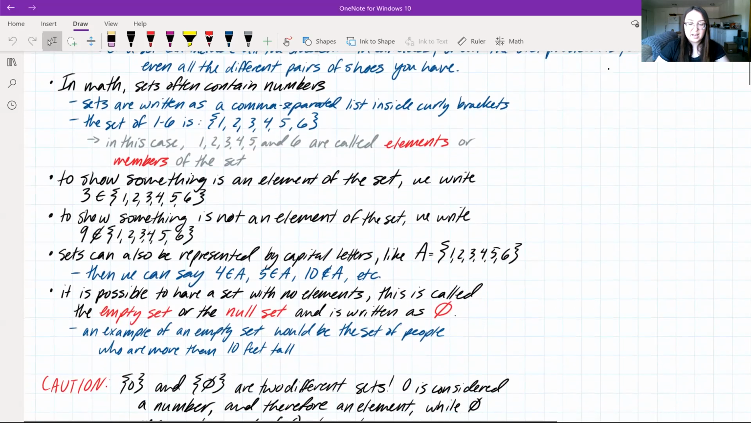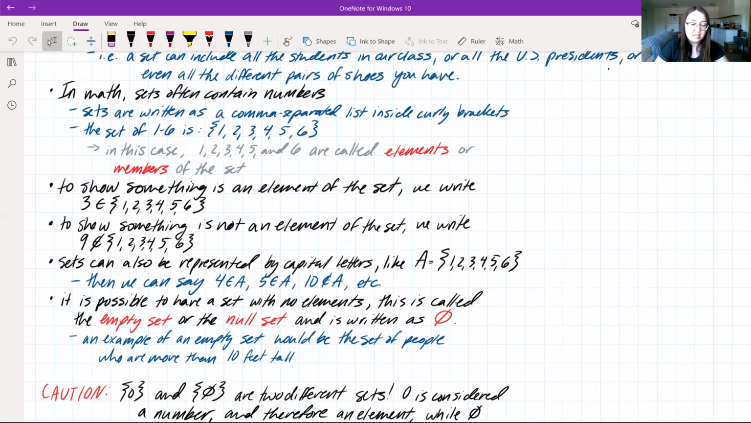To show something is an element of the set, we will write 3, and then we have this symbol. It kind of looks like the symbol for a euro or a pound, but it's basically a C with a line in the middle. We show that to mean that 3 is in. That symbol signifies the words "is in," or "is contained in." So 3 is in the set of 1 through 6, which makes sense because we know this set has 1, 2, 3, 4, 5, and 6. So we say that 3 is in the set.